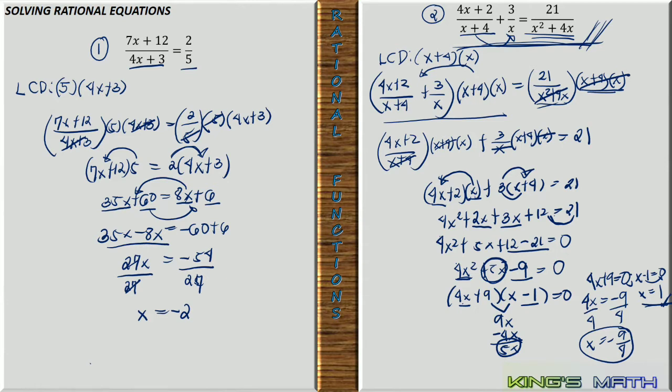To make sure our answer is correct, we can substitute these values into the original equation and see if the right side is equal to the left side. And if they are equal, then the values of x we solved are correct.